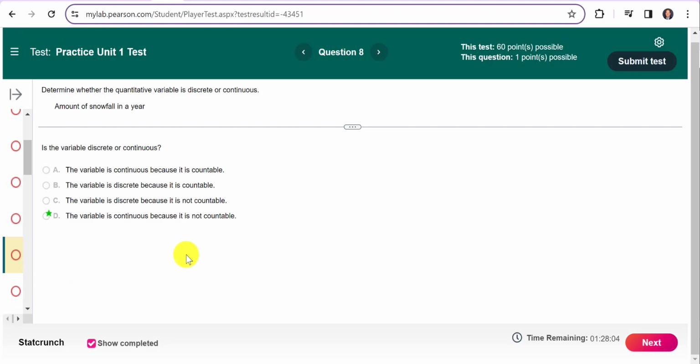Determine whether the quantitative variable is discrete or continuous. Again, discrete, you can count it, and continuous is you can't go like 1, 2, 3. So snowfall is definitely a continuous event. It's not like they're skipping levels of snow as it's snowing. Your height is continuous as well.